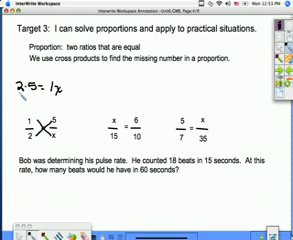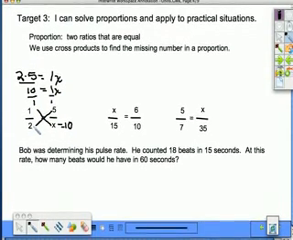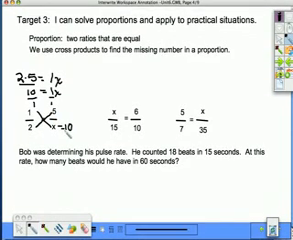When I solve this equation, 2 times 5 is 10, and if I want to get x by itself, I will divide by 1. I know that x has to equal 10. 1 to 2 is the same thing as 5 to 10.